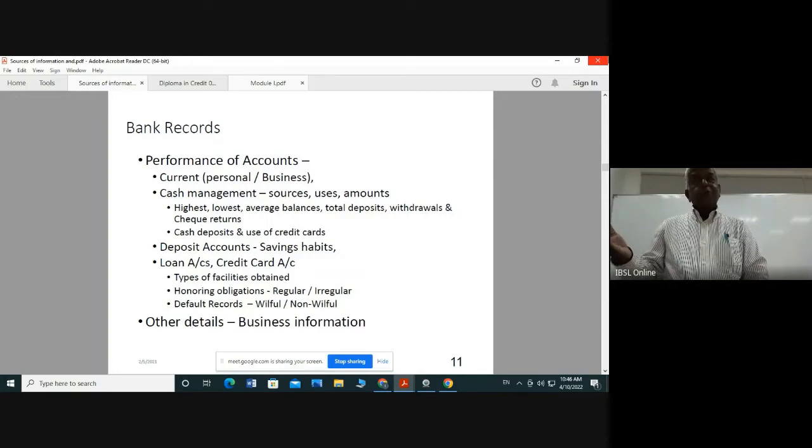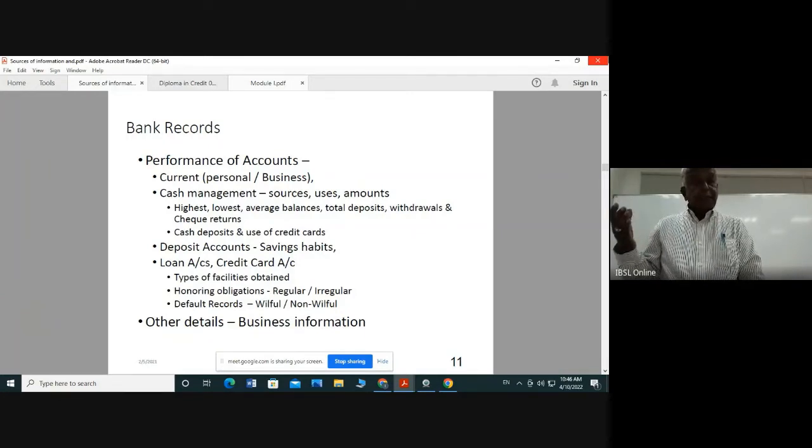So these are now, of course, from the system. Those days, of course, people used to work manually. They used to go through and see the average balance. Calculation of average balance is a tedious job manually. But now everything is computerized. With one switch, you will get all the information. So the highest, lowest, average balance, total deposits, withdrawals, and check returns.